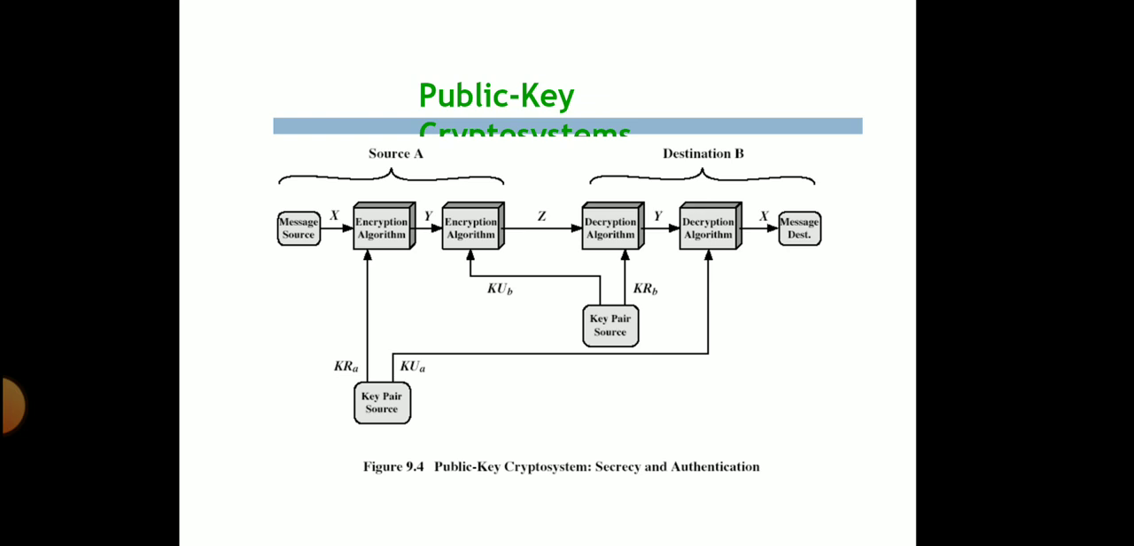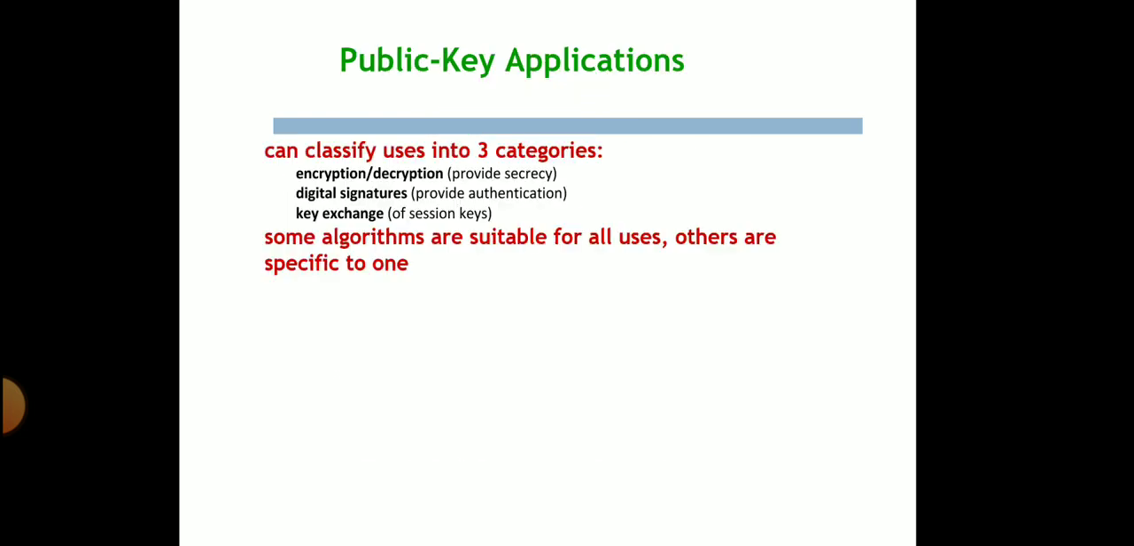After getting Y, once again you are going to decrypt it to get X. This particular thing is encrypted by using KRA, the private key of the sender A. So if it is encrypted by using the private key, we have to decrypt by using the public key. So you have to decrypt it by using KUA, the public key of A. Finally we'll get the message X. So by using these two encryptions, we can achieve both authentication as well as confidentiality.